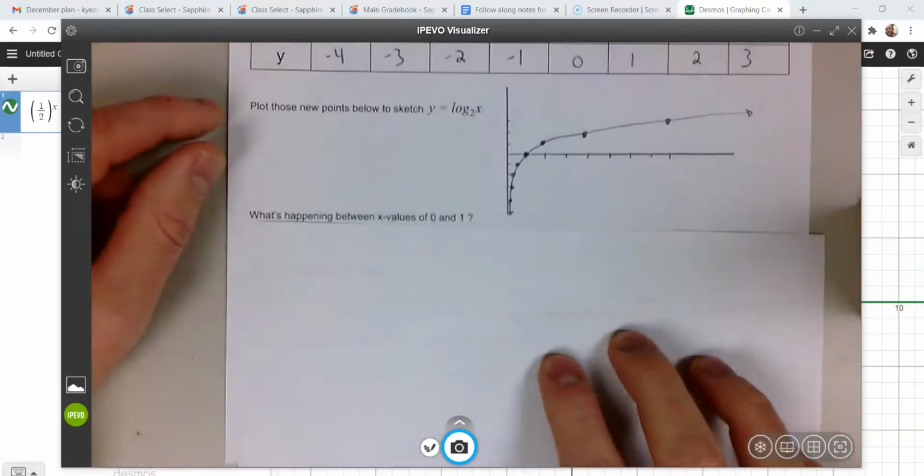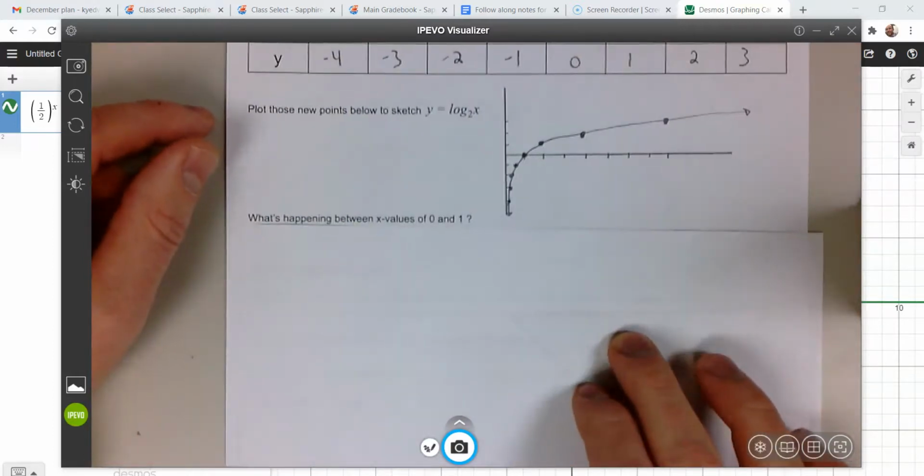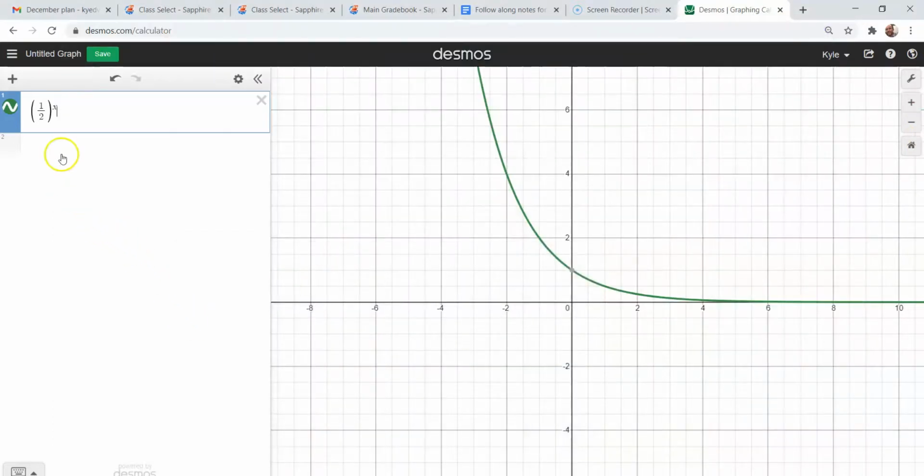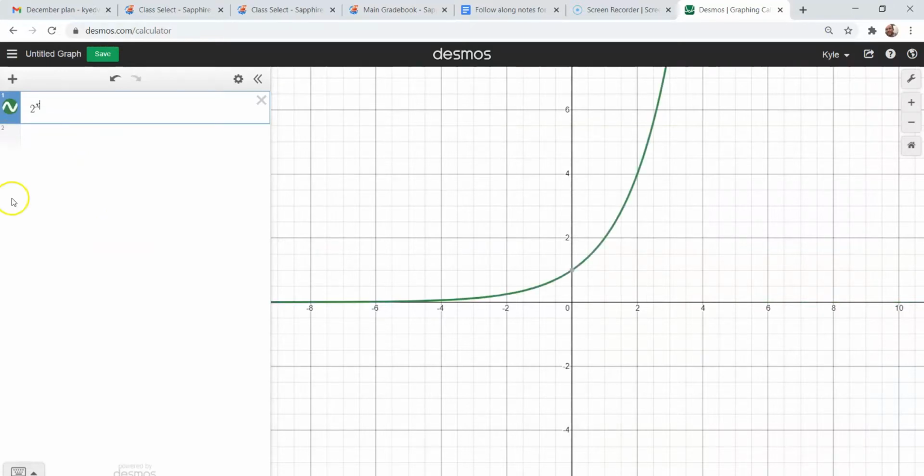So we have a picture of log, and we have a picture of an exponential. Let's look at it in Desmos real quick. They should be reflected over the line y equals x. That's just another property of inverses. So let's do 2 to the x. And now let's look at log.